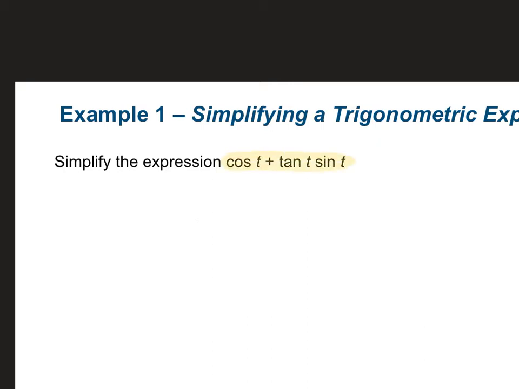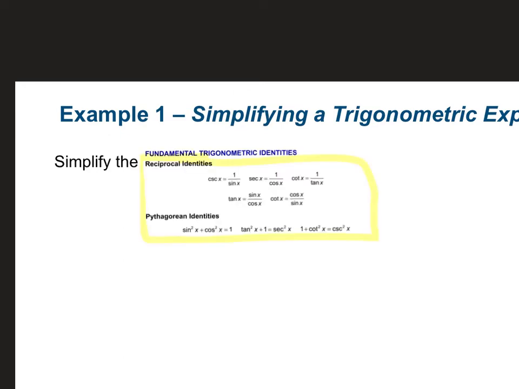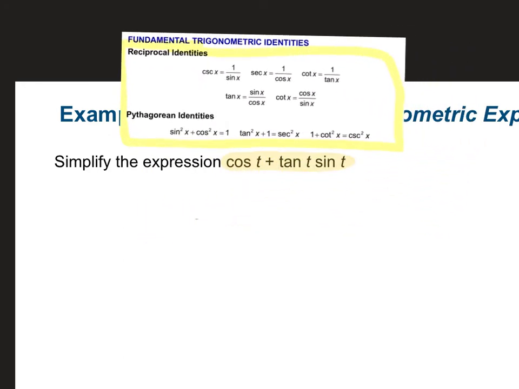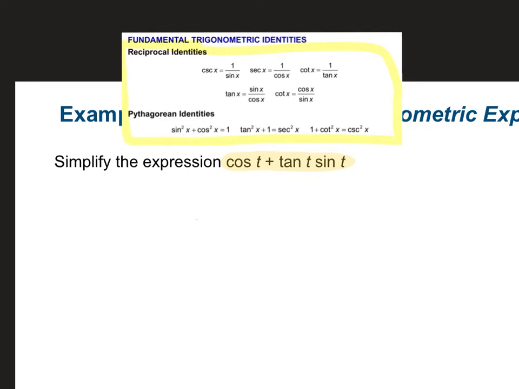All right, the first thing you should do is to take your identities and put them right in front of you so you can see. Okay, we are trying to take cosine t plus tangent t sine t and make it as simplified as possible. What did I just tell you guys was the most basic of our trig functions? Cosine and sine. Good. So we're going to try and change all these to sines and cosines. I see I'm adding and I'm multiplying. Do you see how tangent and sine are being multiplied together?